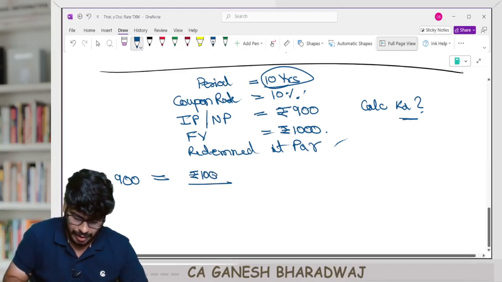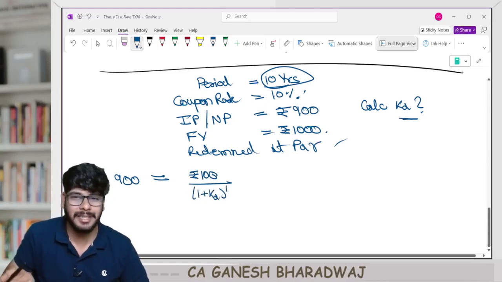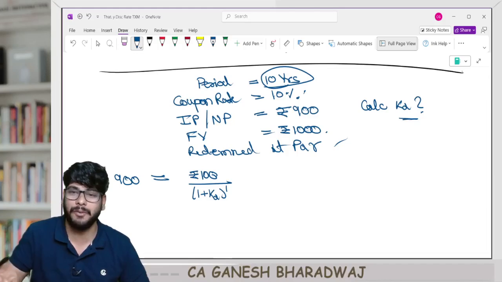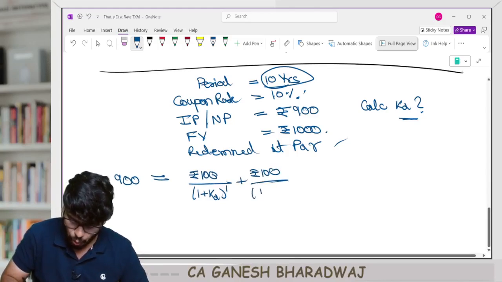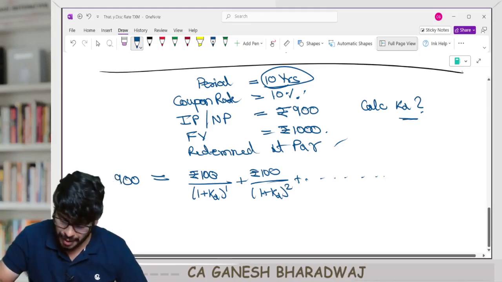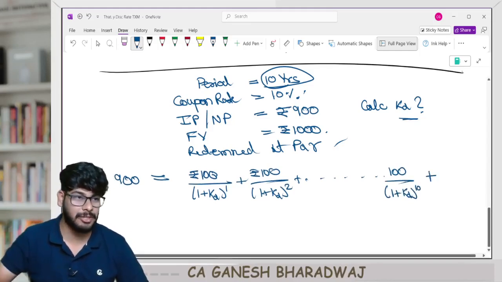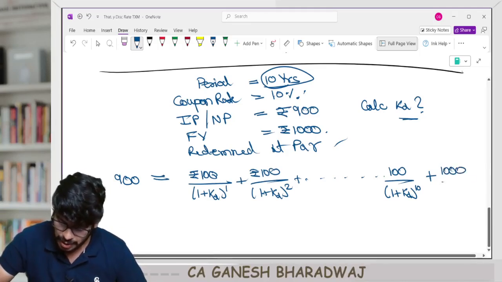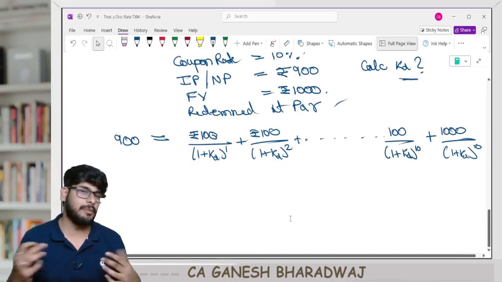100 divided by 1 plus kd to the power 1. Why am I using kd? R is nothing but kd. In this case, the discount rate for debentures is called kd. Correct? Plus rupees 100 divided by 1 plus kd to the power 2, plus so on it goes. And in the last year, you will have 100 divided by 1 plus kd to the power 10, plus the entire repayment. The principal also gets repaid. So plus 1000 divided by 1 plus kd to the power 10. Are you able to understand? This is how my cash flow equation will look like.